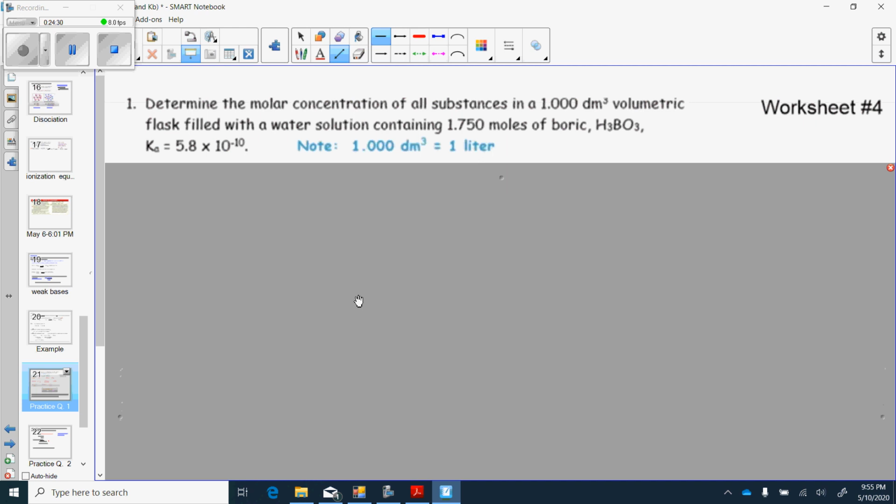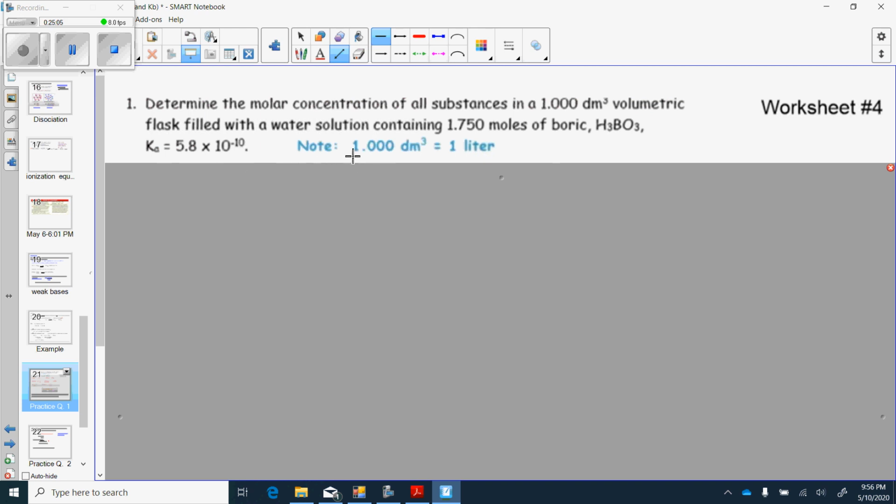Hopefully it looks familiar because I think it's actually the first question I put on your assignment when it comes to calculations. Your first question says, determine the molar concentration of all substances in a 1.000 decimeter cube volumetric flask filled with a water solution containing 1.750 moles of boric acid. Okay, so this is boric acid, H3BO3. Our Ka is 5.8 times 10 to the negative 10.